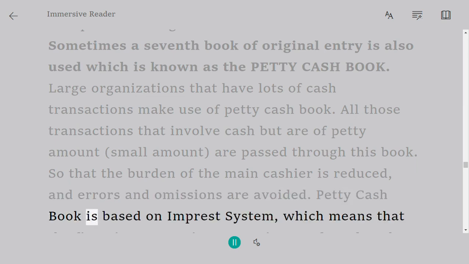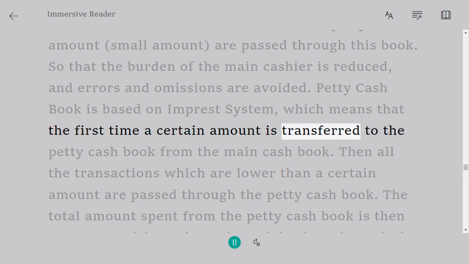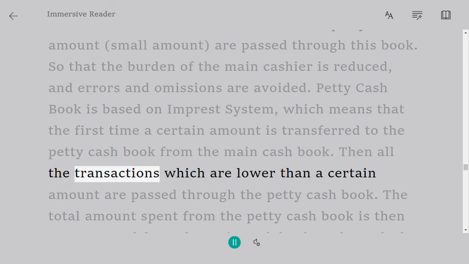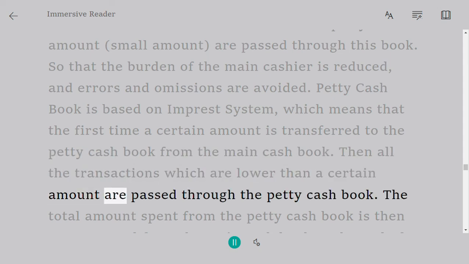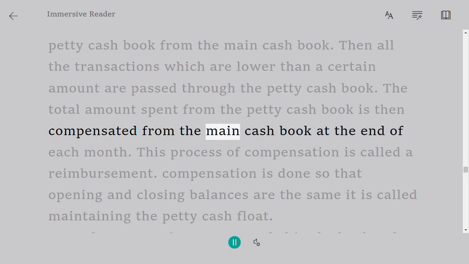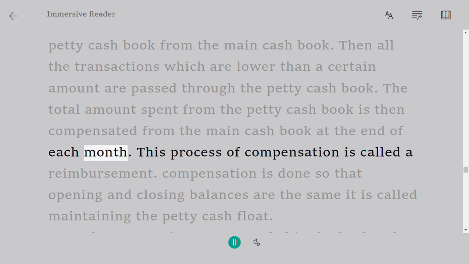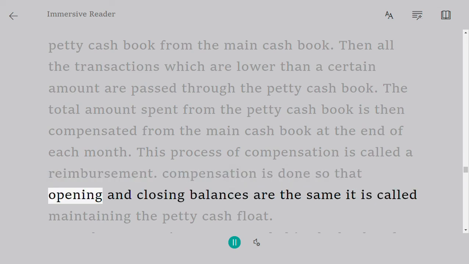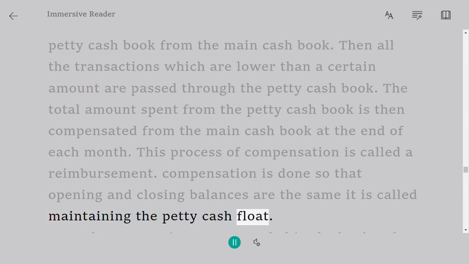Petty cash book is based on an imprest system, which means that the first time a certain amount is transferred to the petty cash book from the main cash book. Then all the transactions which are lower than a certain amount are passed through the petty cash book. The total amount spent in the petty cash book is then compensated from the main cash book at the end of each month. This process of compensation is called reimbursement. Compensation is done so that opening and closing balances are the same, which is called maintaining the petty cash float.